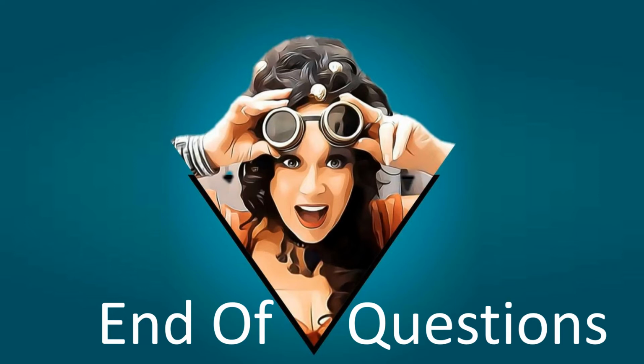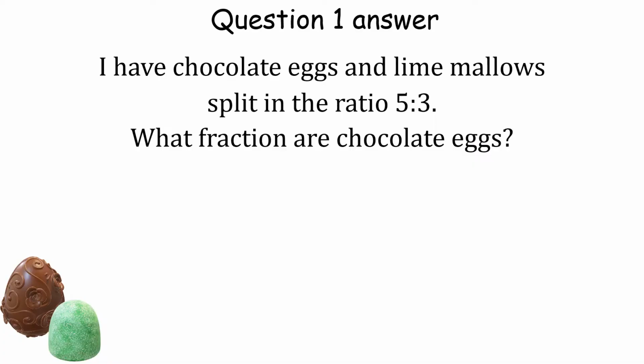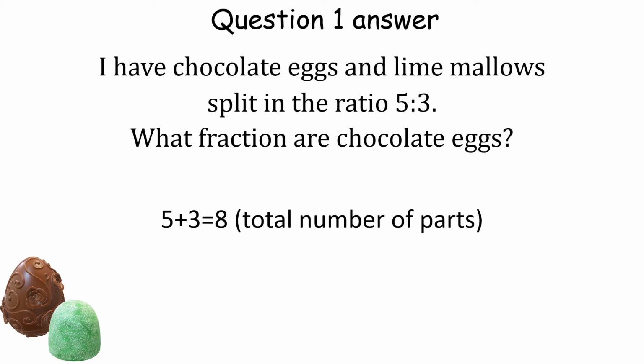That's the end of the questions. Let's move on to the answers. Question 1. The ratio is 5 to 3, so that's 5 parts and 3 parts, making a total of 8 parts. It's 5 for chocolate eggs, so the fraction of chocolate eggs is 5 out of 8.